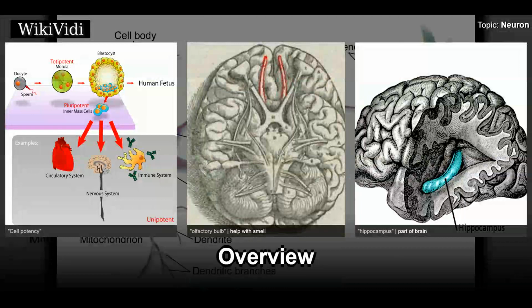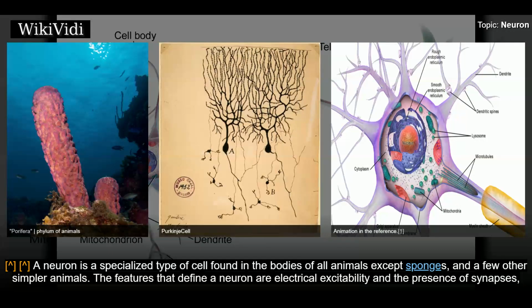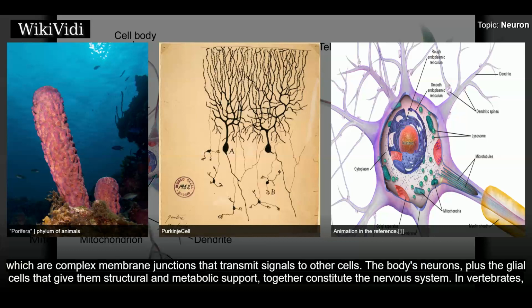Overview. A neuron is a specialized type of cell found in the bodies of all animals except sponges and a few other simpler animals. The features that define a neuron are electrical excitability and the presence of synapses, which are complex membrane junctions that transmit signals to other cells. The bodies of neurons, plus the glial cells that give them structural and metabolic support, together constitute the nervous system.